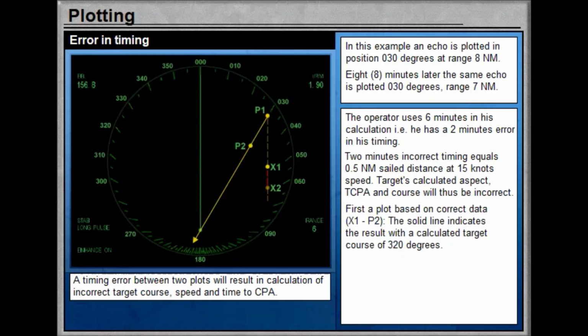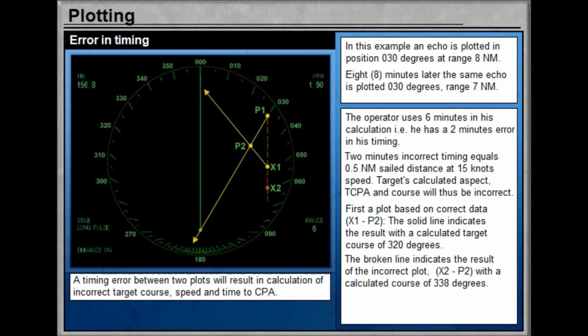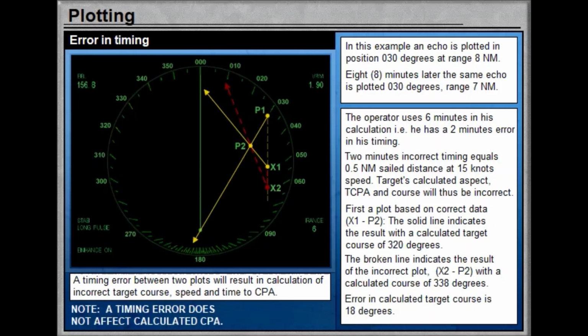First, a plot based on correct data, X1 to P2. The solid line indicates the result with a calculated target course of 320 degrees. The broken line indicates the result of the incorrect plot, X2 to P2, with a calculated course of 338 degrees. Error in calculated target course is 18 degrees. A timing error does not affect calculated CPA.